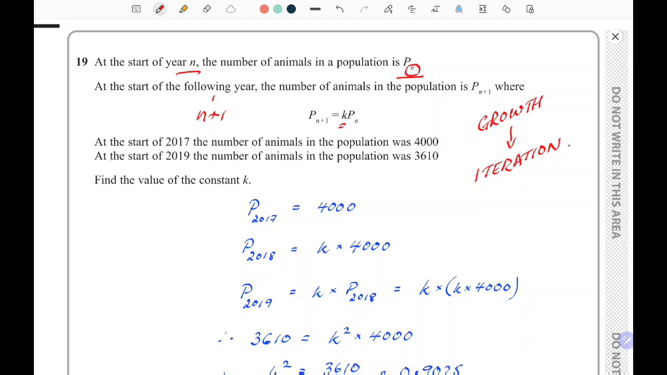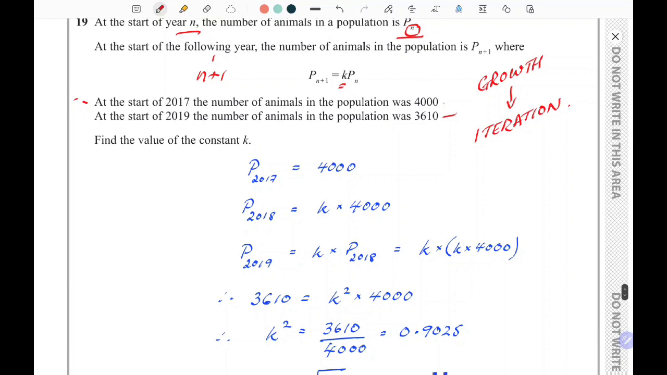So to try and work that out, they've given us two sets of data. One for 2017: the number of animals in the population was 4,000. And 2019, the number of animals in the population was 3,600. So they want us to find what k is.